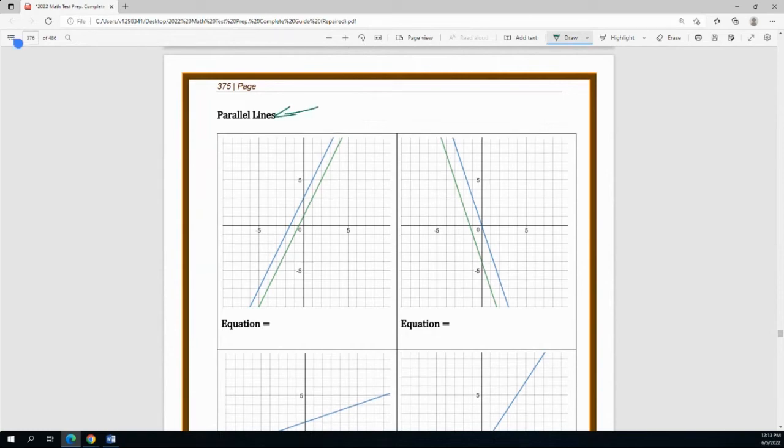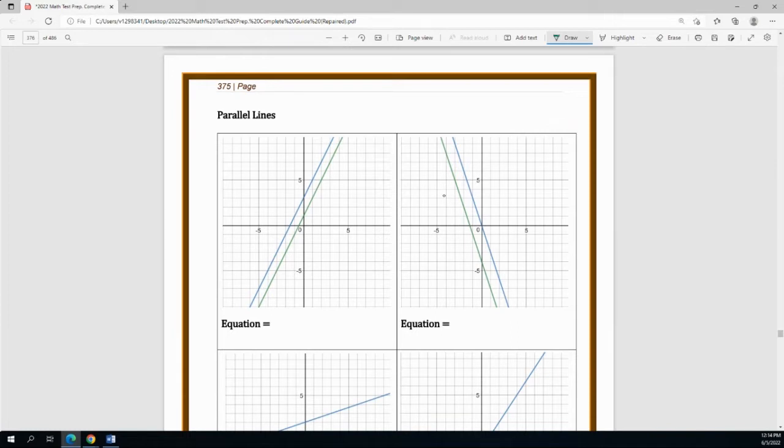Parallel lines. Sometimes on the test, you might have two lines, and they're parallel. Do you know what parallel means? Parallel means like streets. If there are streets in a city, you'll notice that they go in the same directions. Also, the distance between these lines never changes at all. So they run exactly in the same direction, and they are the exact same distance apart from each other too.